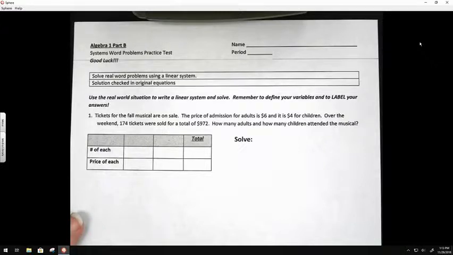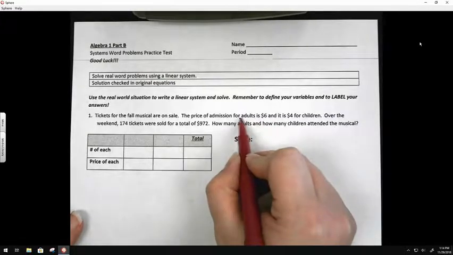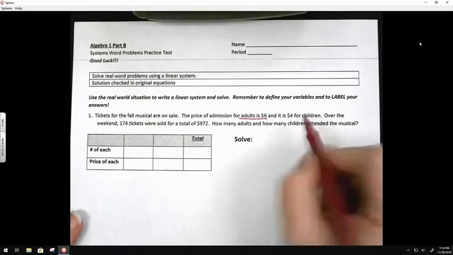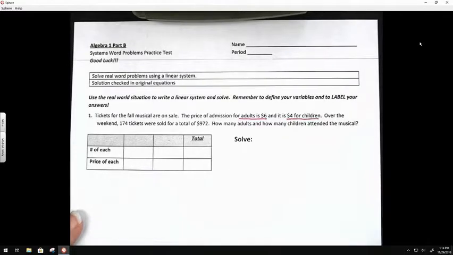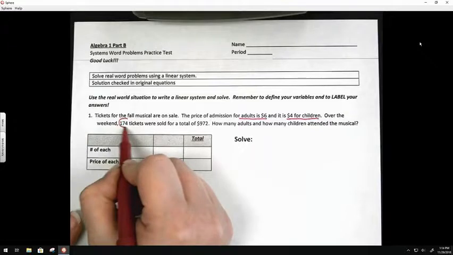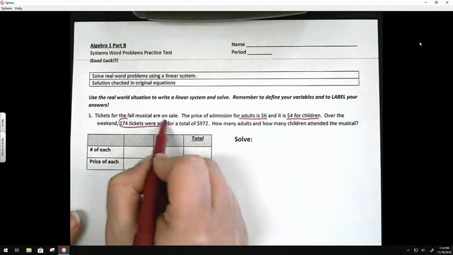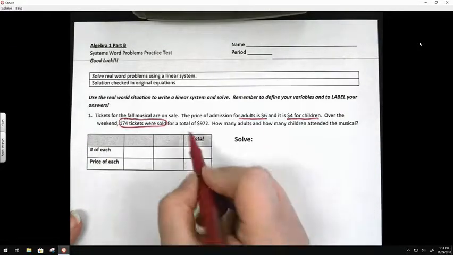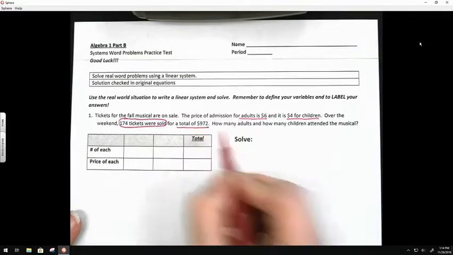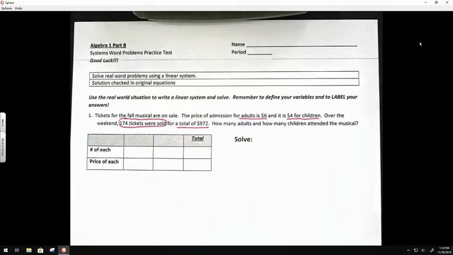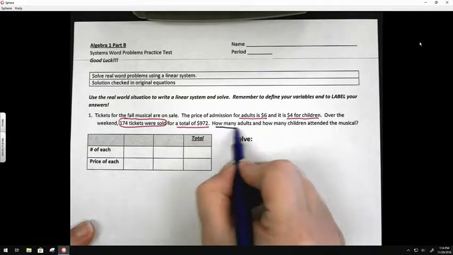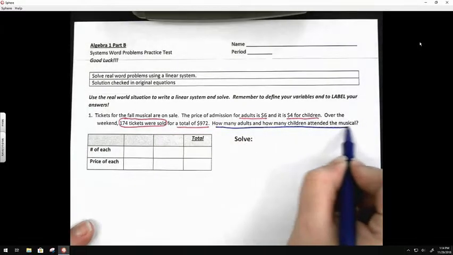So the first thing you are going to want to do is underline the important information in our problem. Tickets for the fall musical are on sale. The price of admission tickets for adults is $6 and it's $4 for children. Over the weekend, there were 174 tickets sold for a total of $972. How many adults and how many children attended the musical?